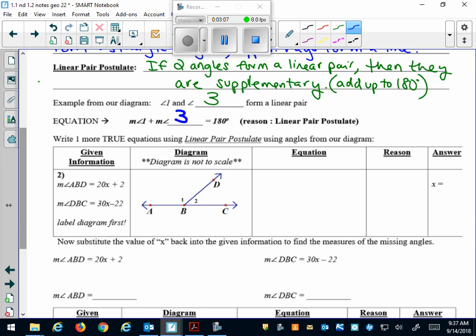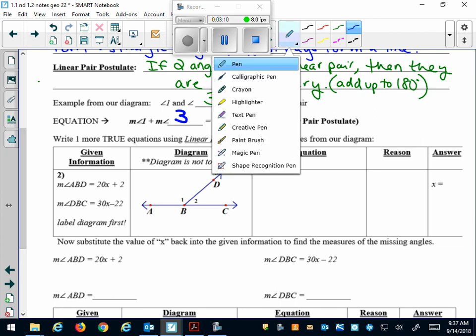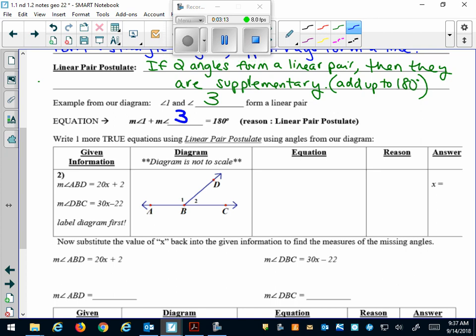Okay, so this is going to translate into similar types of problems like you did with your angle addition postulate. But this time, our reason is going to be linear pair postulate. Because we have a diagram here that shows a linear pair. Angle 1 and angle 2 form a linear pair. Yes? Okay. So, like we said before, most important thing, label your diagram. So, measure of angle ABD is 20x plus 2. Here's ABD. We're going to label it 20x plus 2.